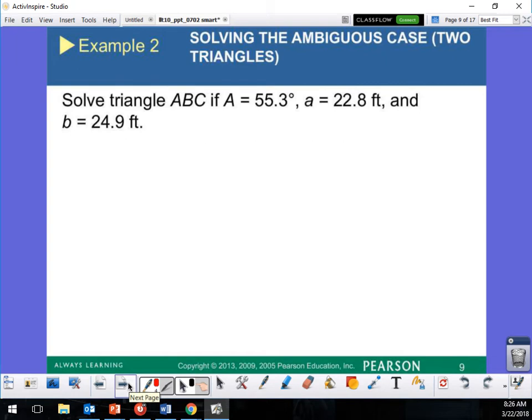Solve triangle. Okay, now we're going to do it again. So I'm going to attempt some type of sketch because I need to put things where they go. It's an ABC triangle. So big A is 55.3. What else do I have? Little a is here, 22.8. Little b, which is down here, 24.9.